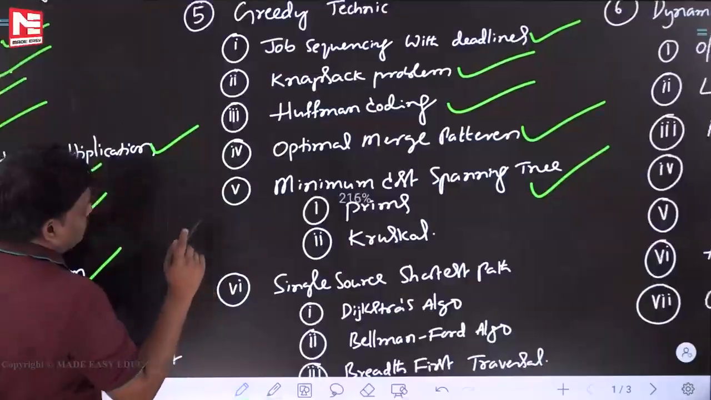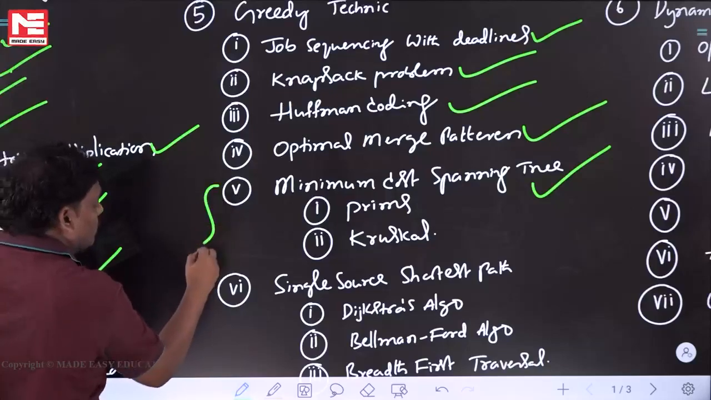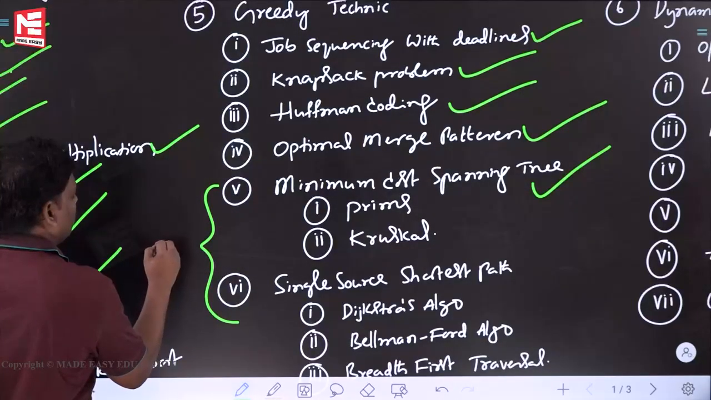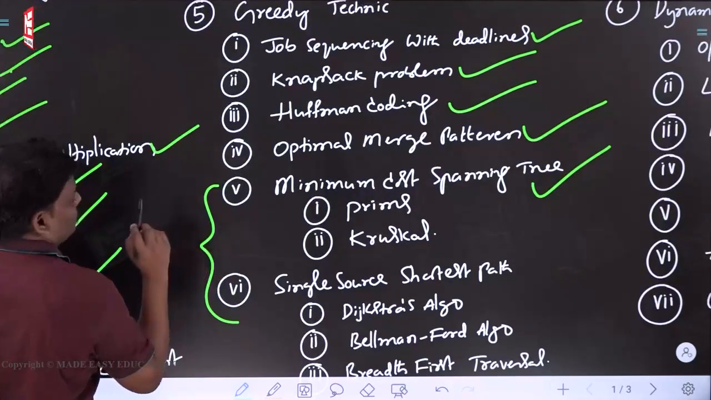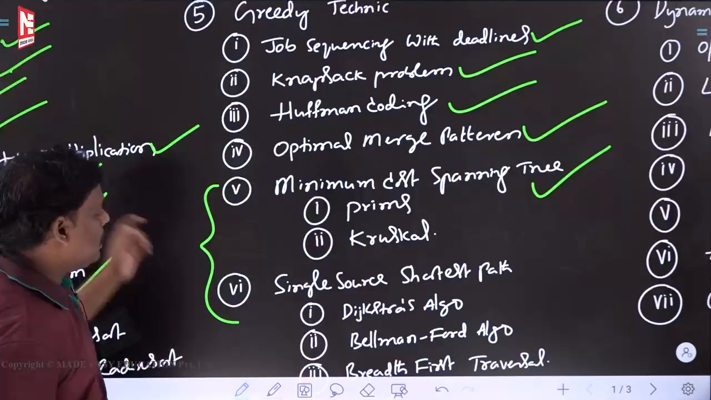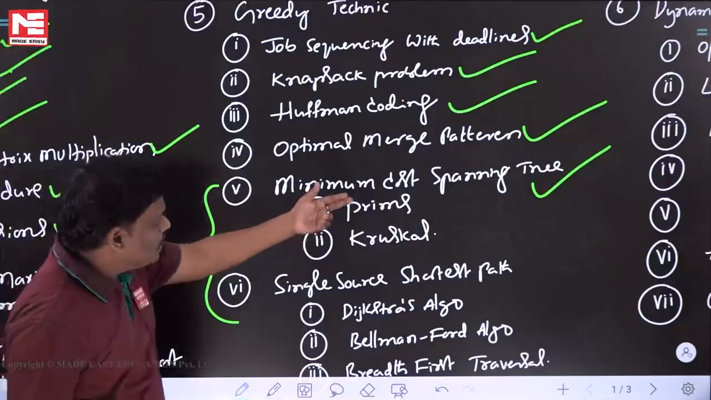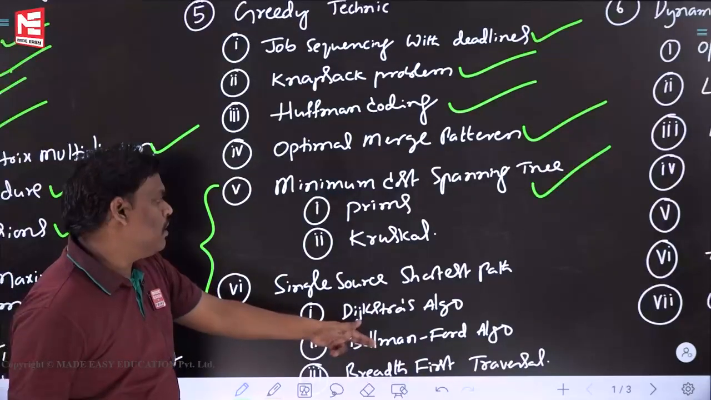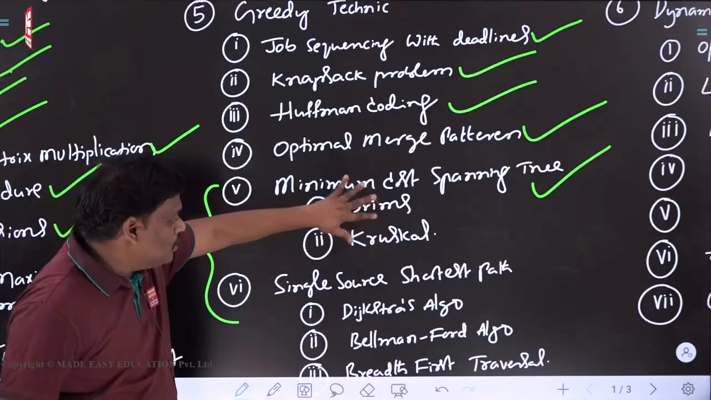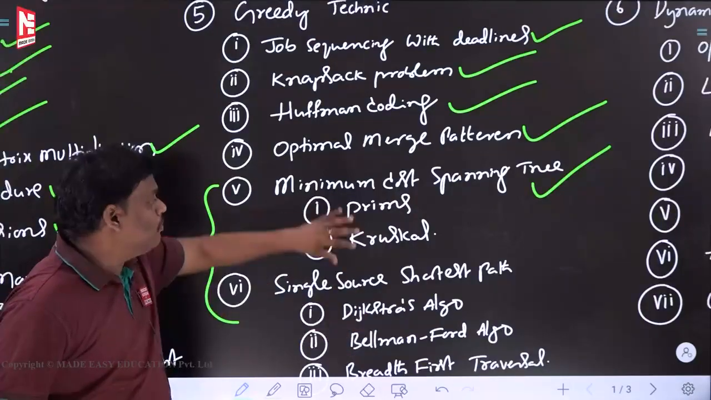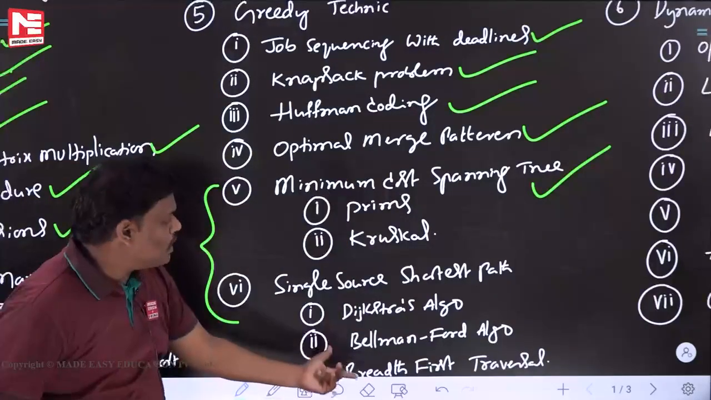Out of those 6 applications, please be careful. These 2 are really important, very, very important. Try to remember: minimum cost spanning tree and single source shortest path. They are really important every year. 2 marks here, 2 marks here. Otherwise, sometimes 4 marks here, maybe 2 marks. Maybe 2 marks here, 1 mark here.